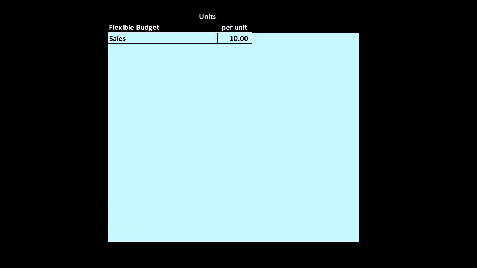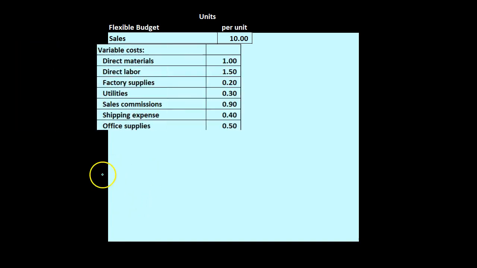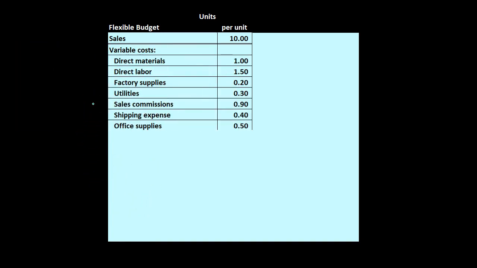We want to be able to break out the sales by unit, and then we want to be able to break out the variable costs by unit. So we're going to say they're variable, and therefore they're going to have a constant change with the number of units. That's going to be the point. That's what's going to make it flexible. That's what makes the budget able to flex.